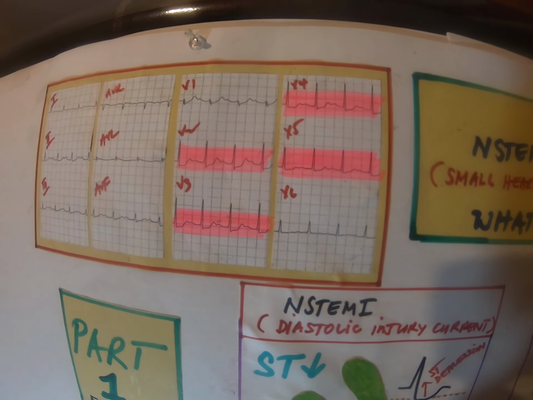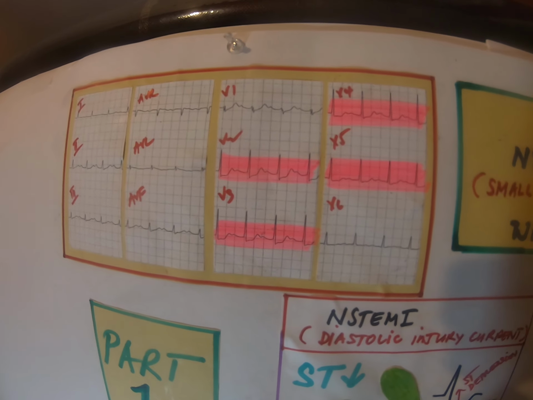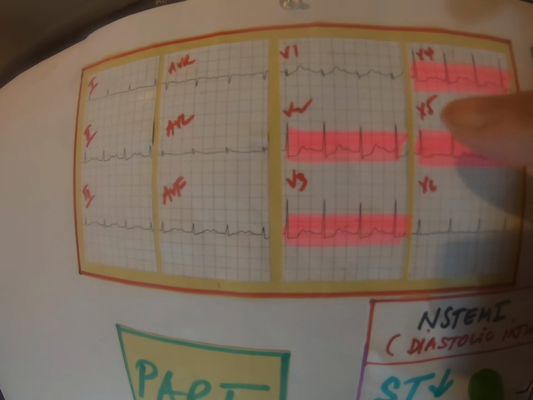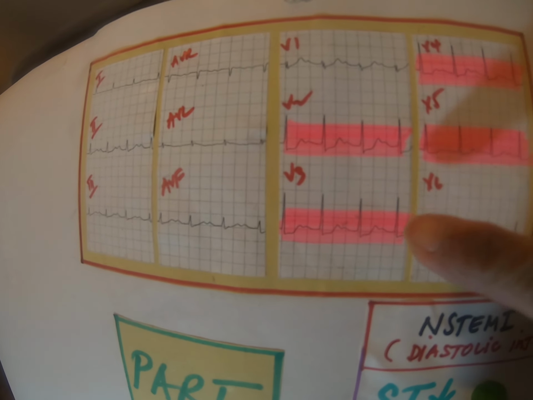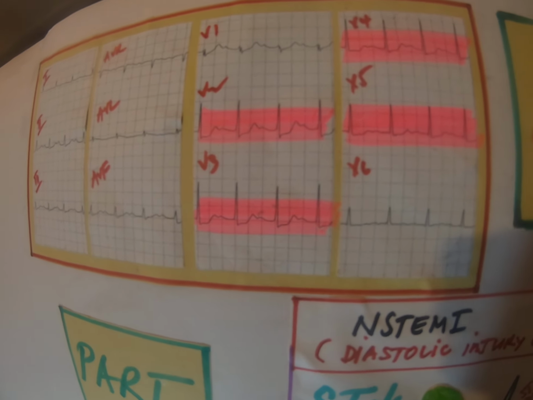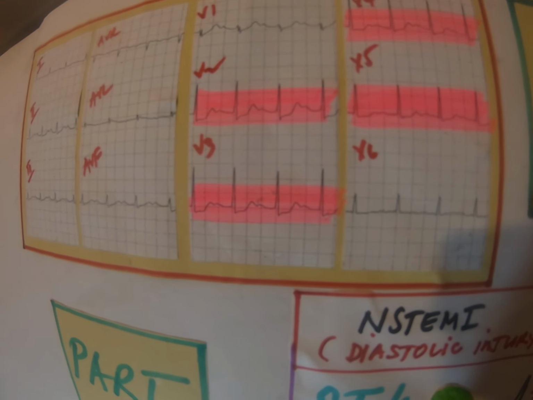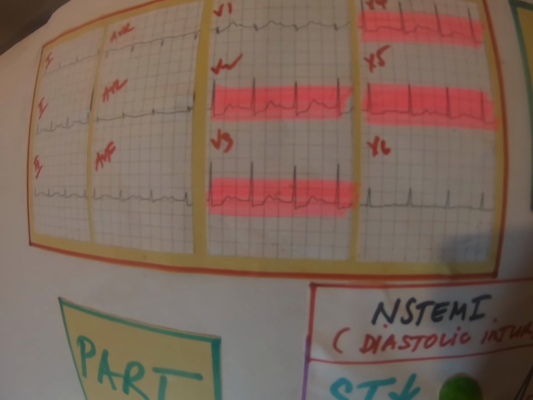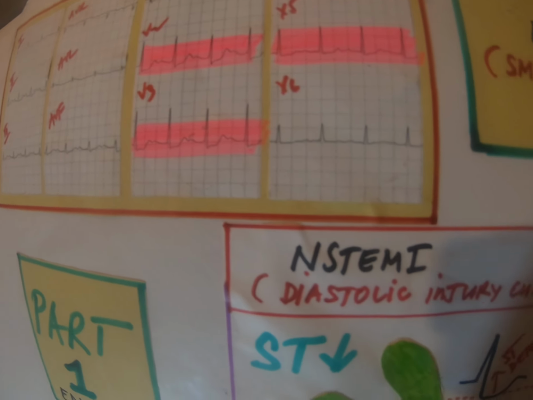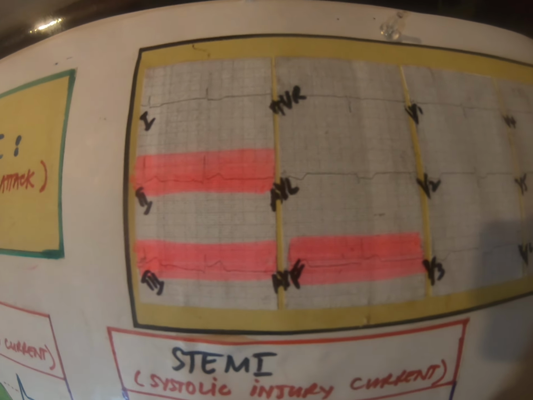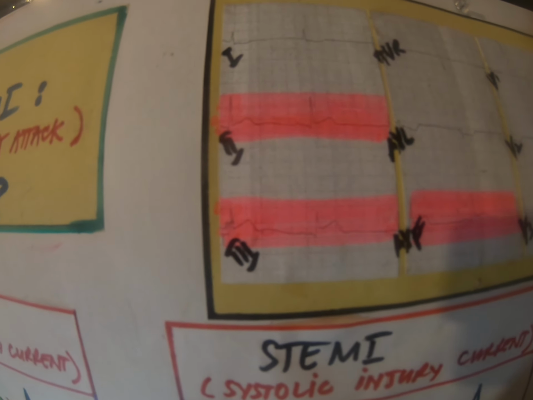On my left side here, we have an example of a non-STEMI 12-lead ECG. And if you notice, we have an ST depression in V2, V3, V4, and V5. Sometimes the 12-lead ECG for non-STEMI is negative. You don't see any ST depression, but the troponin is positive. Okay?